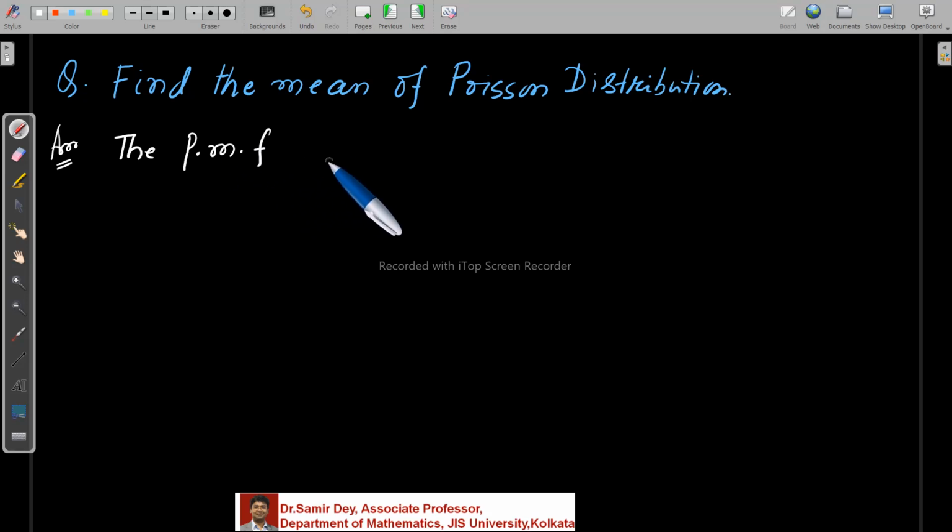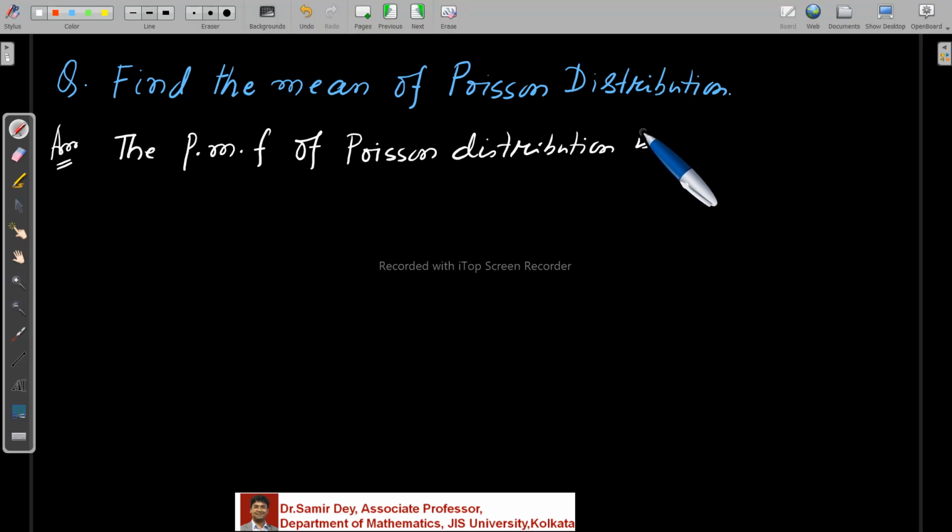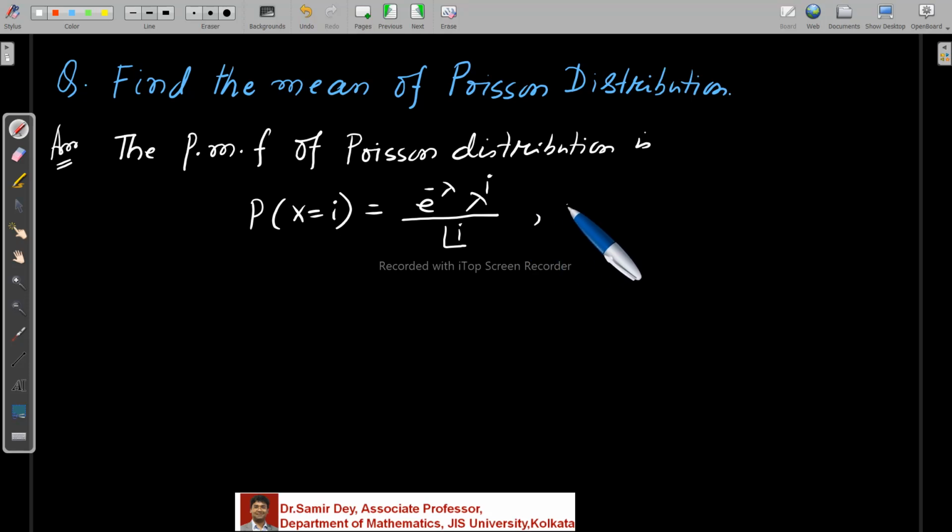The PMF of Poisson distribution is P(X = i) equals e to the power minus lambda, lambda to the power i by factorial i, where i is equal to 0, 1, 2, 3, and so on up to infinity. Okay, so this is the PMF.